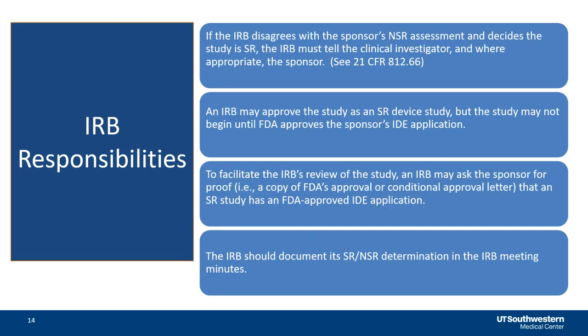Now to discuss what happens when the IRB does not agree with the sponsor's non-significant risk determination. The IRB has the full authority to not agree with the sponsor's non-significant risk device determination. When the IRB determines that the use of the device is not a non-significant risk device, but instead it determines this device is a significant risk device, the IRB cannot approve the study. In this scenario, the sponsor must in turn submit an IDE application to the FDA.